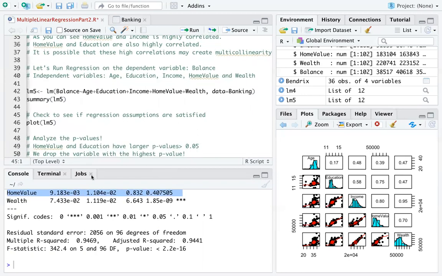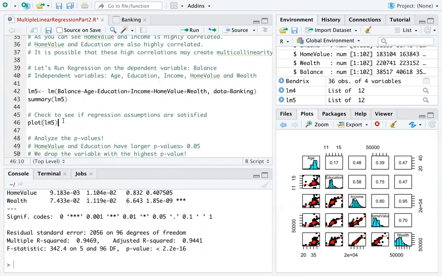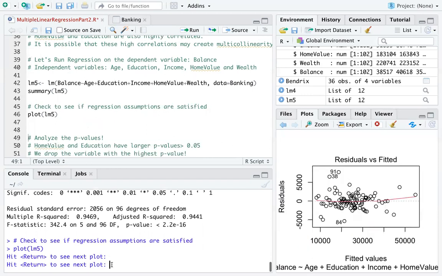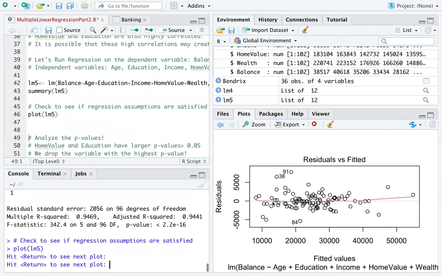Before I do it, let's check the regression assumptions to see whether we satisfy them, okay? So we already created regression model 5, and we're going to plot the regression plots. It says hit next. Oh, you have to come here, click on console and hit enter. This is the residual plot. As you can see, this red line is almost smooth, so linearity is satisfied. And also you see that those circles are randomly scattered on this chart. They're not showing any pattern.